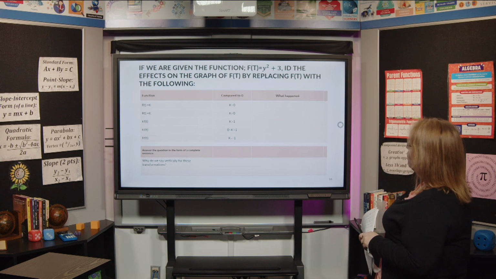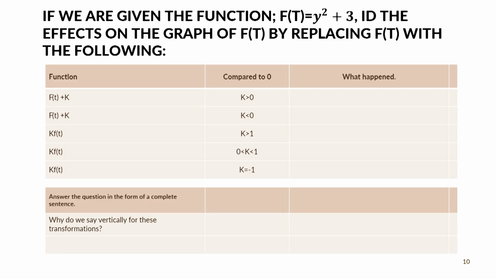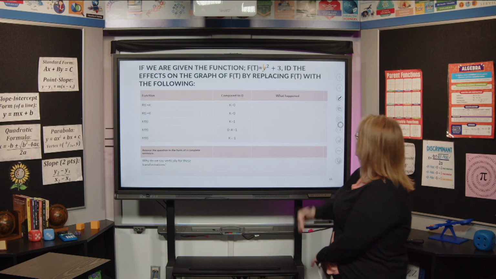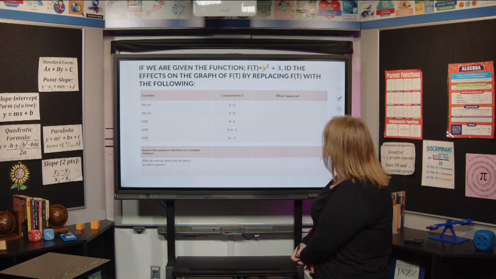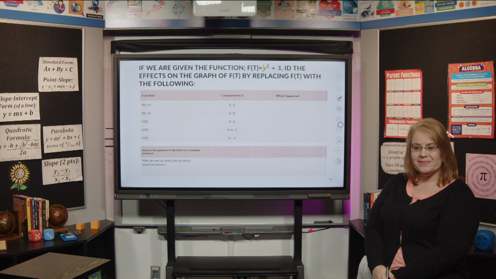So, if we are given the function f of t equals t squared plus 3, describe the effect on the graph of f of t by replacing t with the following. And again, Ms. Killen forgot to put that as a t. All right? So go ahead and pause the video. You work by yourself or you work with your partner. Get the effects when you compare your k's to 0 and see what happens. And I'm going to be waiting for you. We'll see what we get.